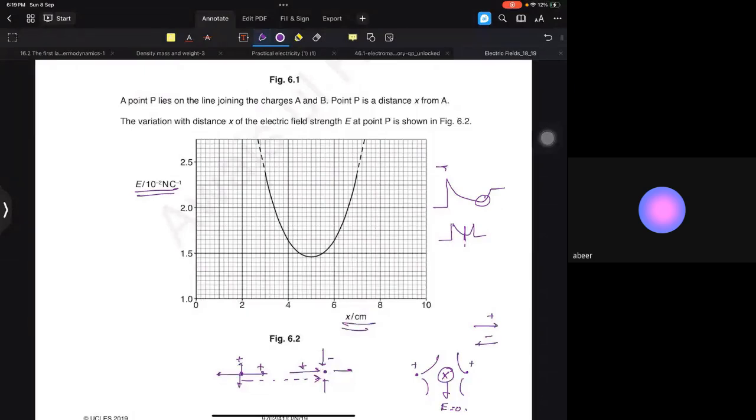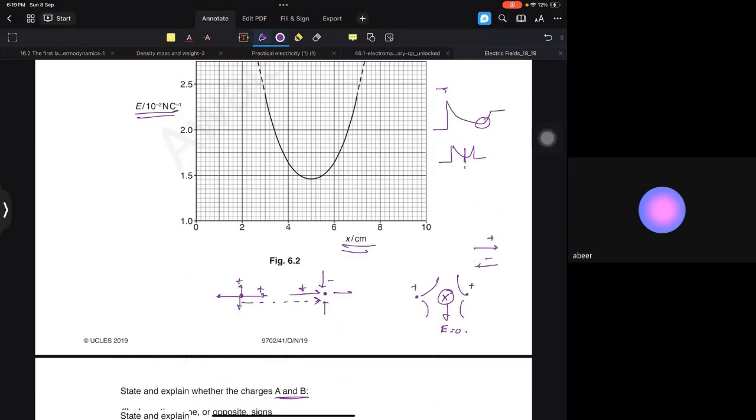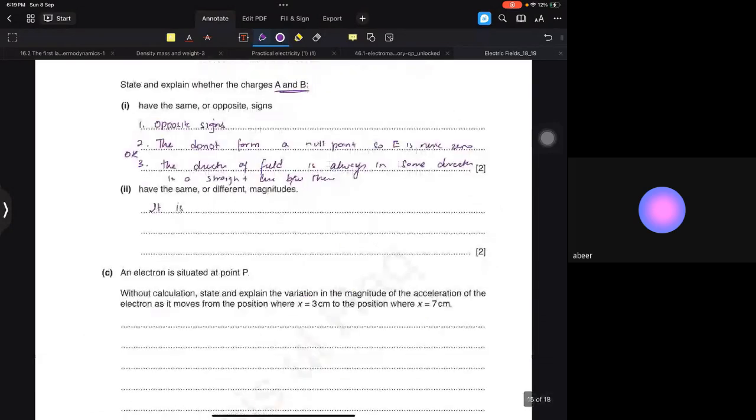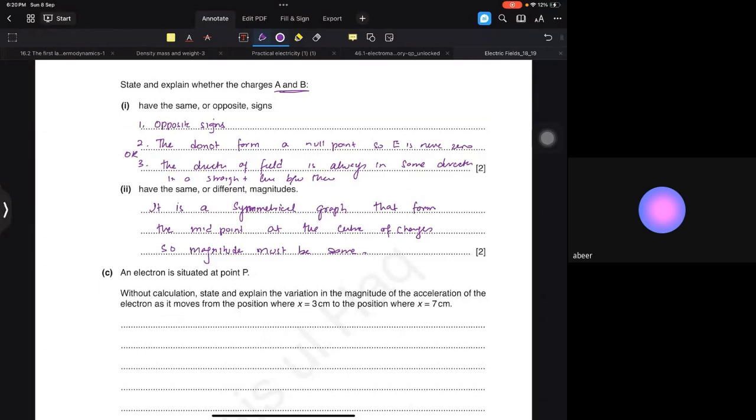Now the problem is how are we going to write that? We're going to say it's a symmetrical graph that forms the midpoint at the center of the charges. So magnitude must be same, or anything of that sort. Okay.